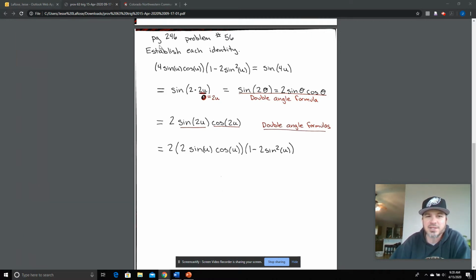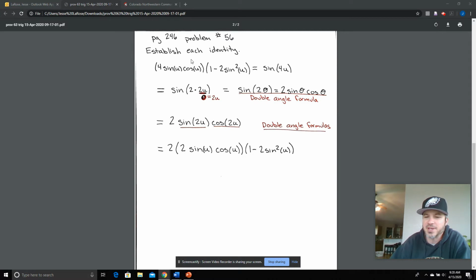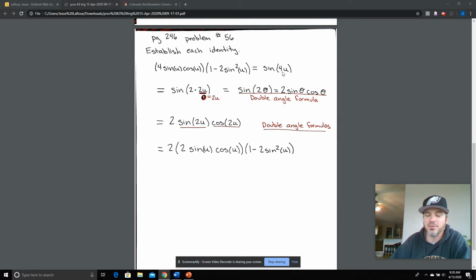So this is page 246, problem number 56, and we're supposed to establish each identity. So you'll see on this left side we have this huge mess of ugliness. And on the right side, we have a pretty ugly thing in itself. I like this problem as good practice in substitution. Now, we use this a lot in calculus, where we're going to substitute an argument for something that we can understand a little bit better. So here you can see what I did down there.